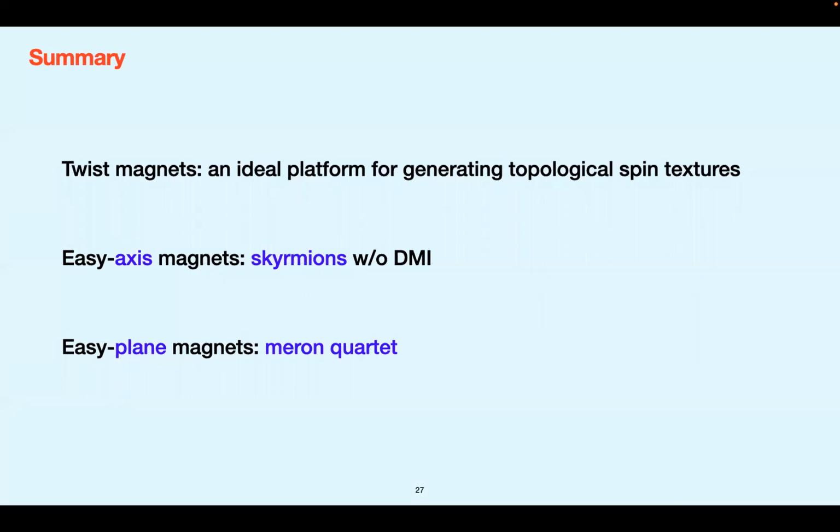So let me summarize my talk. The take-home message is that twisting a magnet can be an effective way to generate topological spin texture. Specifically, I showed that in easy axis magnets, we can create skyrmions even without DM interaction. And in easy plane magnets, we can obtain a stable meron state, which is very unconventional. So that's all. Thank you for your attention.